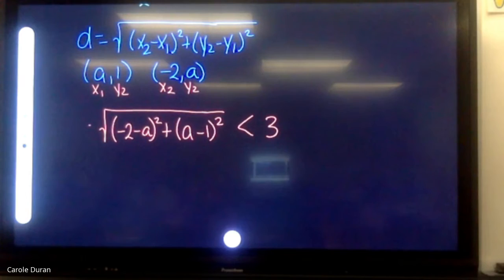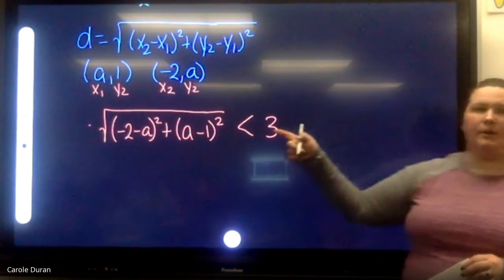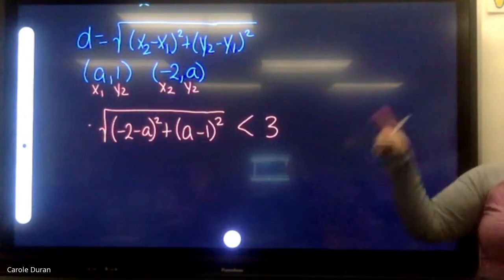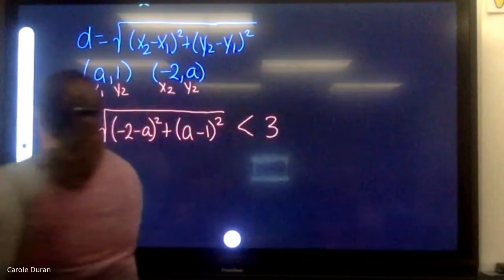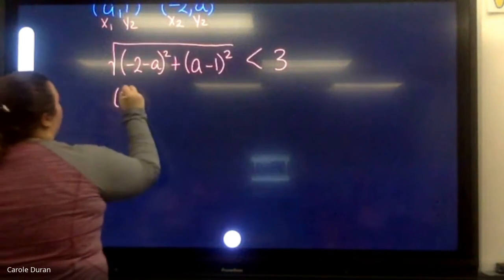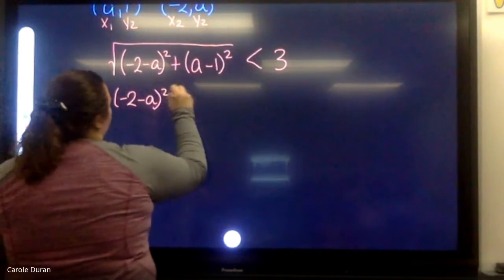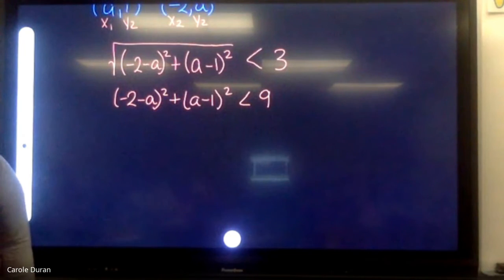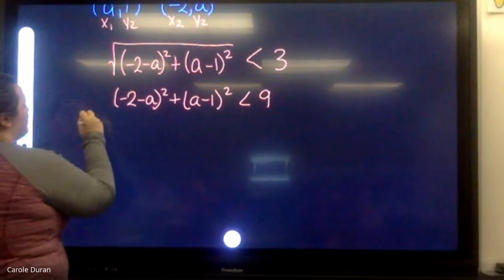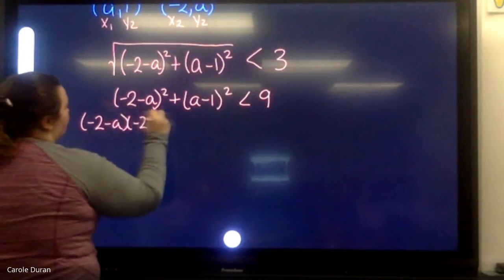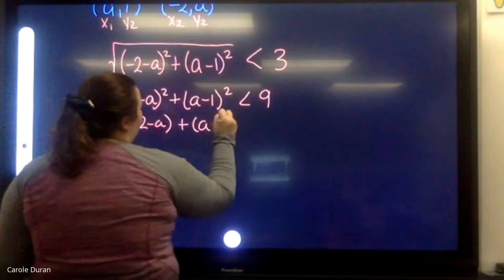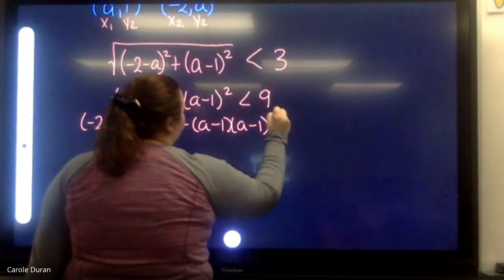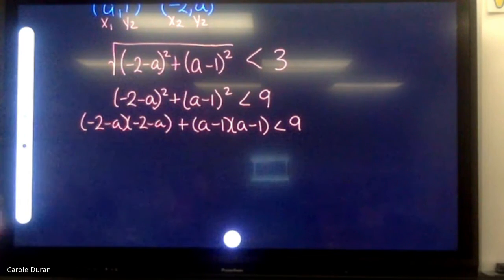My goal is to get a by itself. So the first thing I need to do is get rid of that square root. How do I get rid of a square root? Square both sides. When I do, I'm left with negative 2 minus a squared plus a minus 1 squared is less than 9. I need to FOIL out each of these on the left-hand side. So remember, negative 2 minus a squared is the same as negative 2 minus a times negative 2 minus a. And then a minus 1 squared is a minus 1 times a minus 1. All still less than 9. I FOIL these out.